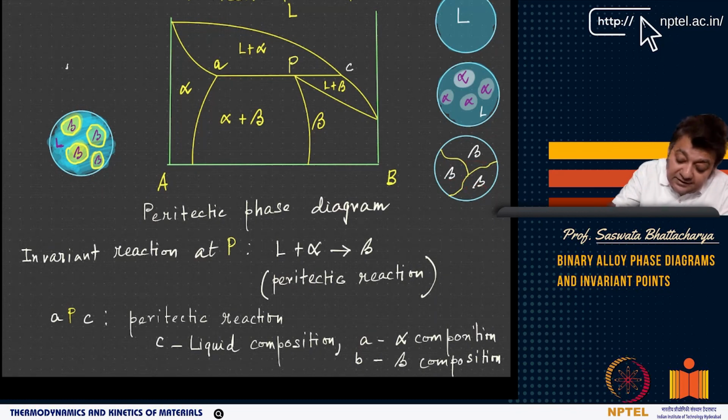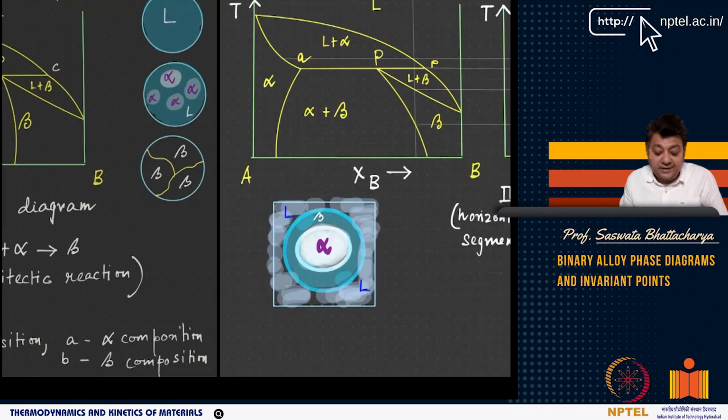Now, if you go from any other point other than P, to something like this, where you have liquid plus beta, then instead of what I formed where L plus alpha has transformed to beta, we get some amount of liquid as well as beta. So we get a mixture. If you look at this composition, we have a mixture of liquid and beta. This is the liquid phase, and these yellow particles that you can see are the beta phase. So this is the idea in a peritectic reaction.